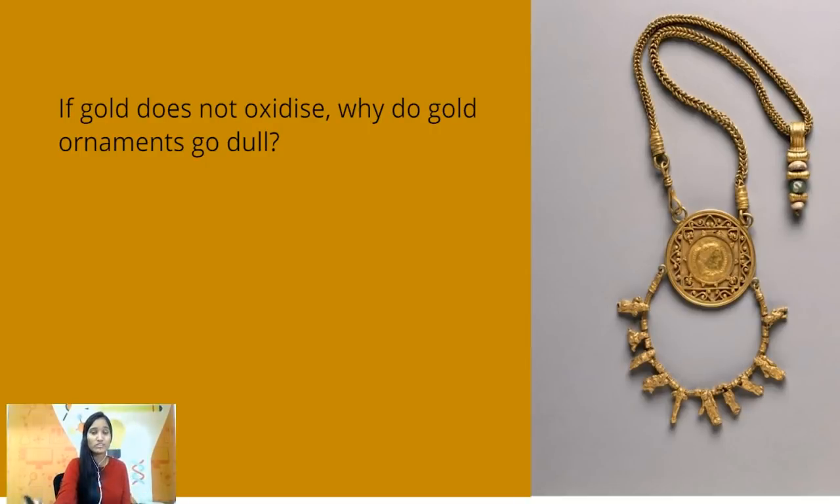There is an image on the right hand side of a gold chain which looks relatively dull than the new gold ornaments. If you say that gold cannot oxidize or gold does not get corroded in presence of atmospheric oxygen, then how is this happening? Why do new gold ornaments and old gold ornaments not look alike? The new ones obviously do shine, old ones have some dull shade. Why is it, if gold is not getting oxidized?